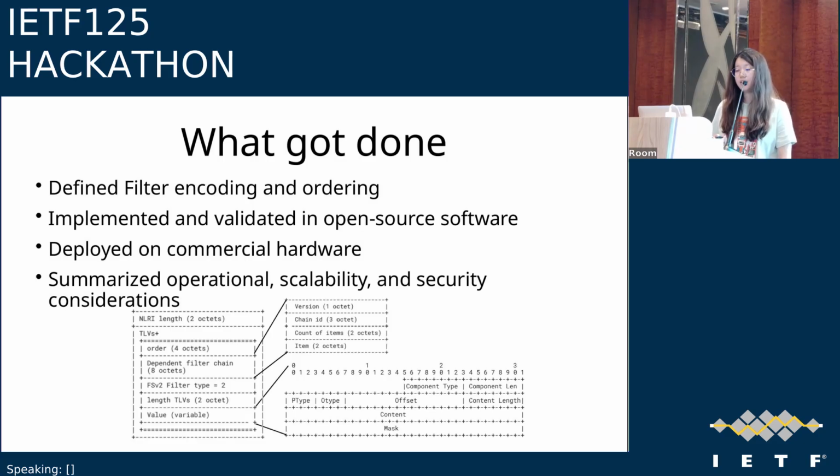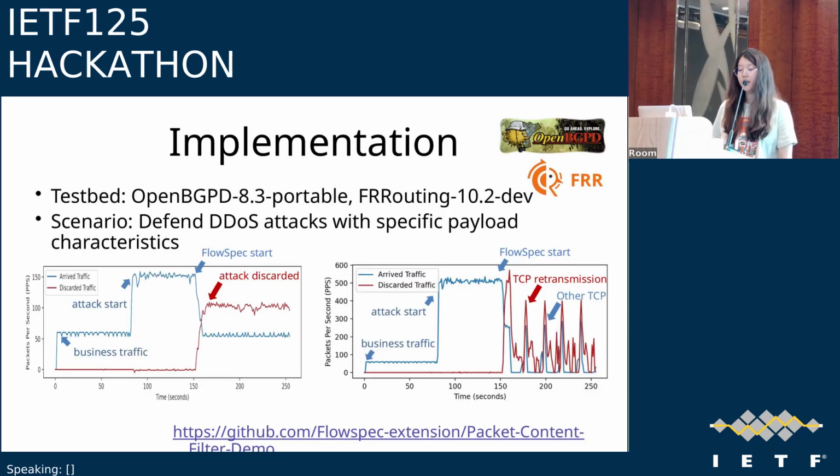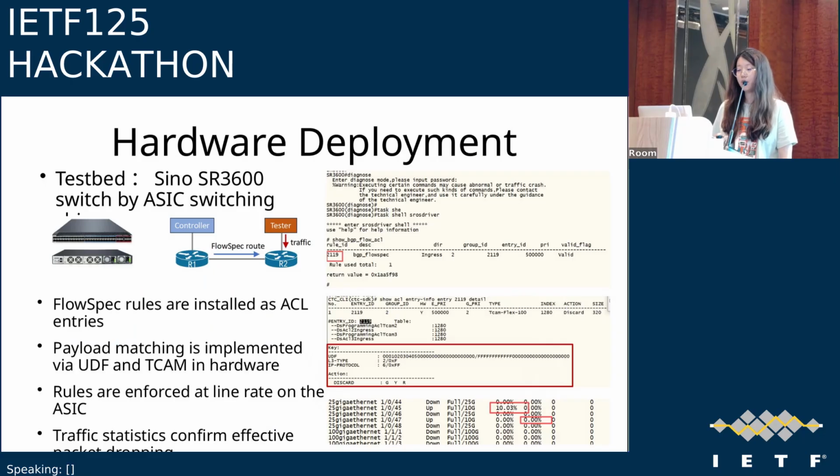In this hackathon, we defined the filter encoding and ordering, and also implemented and validated it on open source software and commercial hardware. Here is a software implementation result. The test is on OpenBGPD and FRRouting, and we tested it in several different scenarios, and the code is open source on GitHub. Here is the hardware deployment result. It works on a switch using ASIC switching.